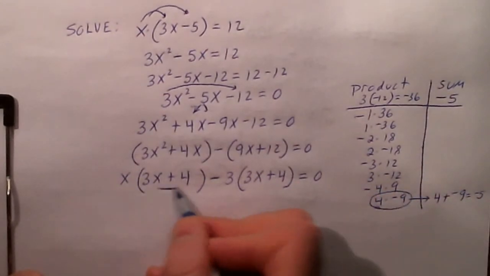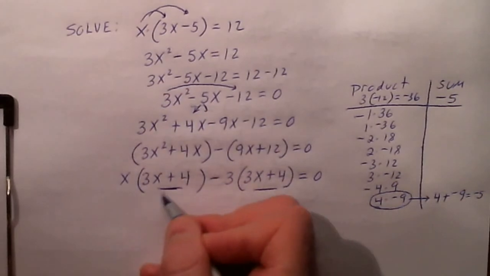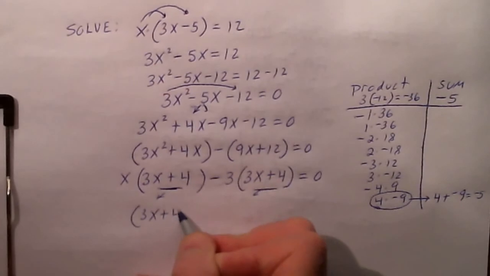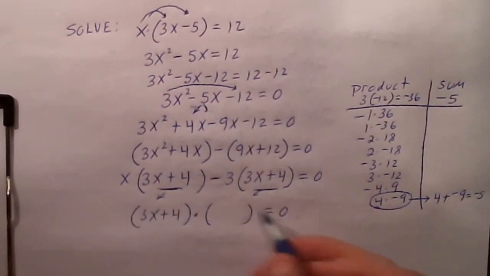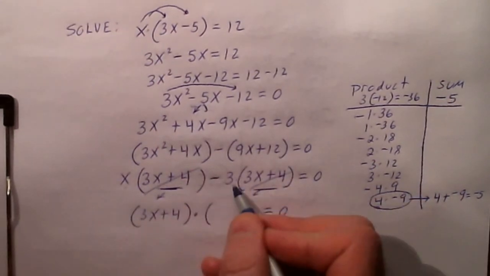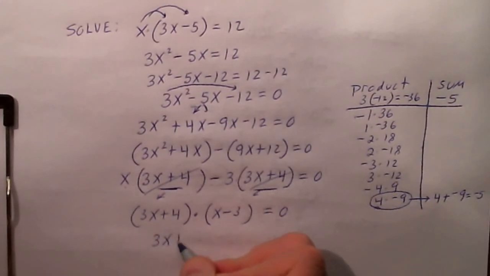Notice now, ladies and gentlemen, we have that common binomial factor between both terms, of which it can be then factored out of both these terms. There it is. Times, what do we leave behind? Well, we're going to leave behind x minus 3. X minus 3 is left behind when you factor 3x plus 4 out of these two terms here. Now we set both these factors equal to 0 and just solve both simple first degree equations.